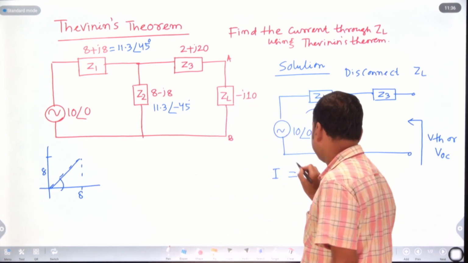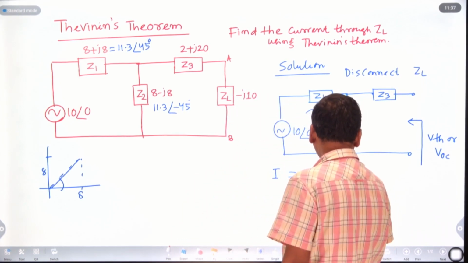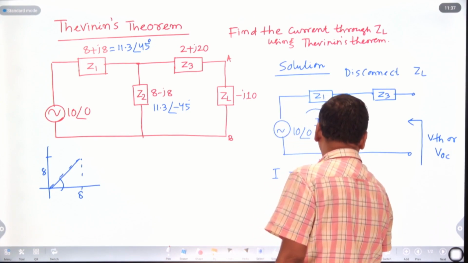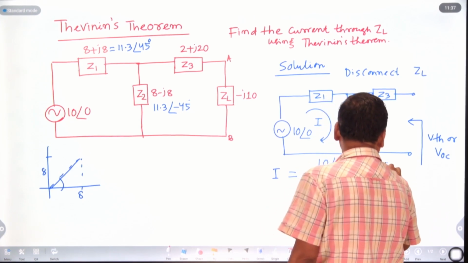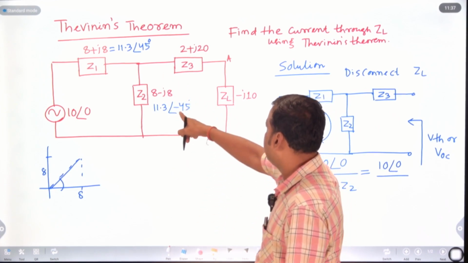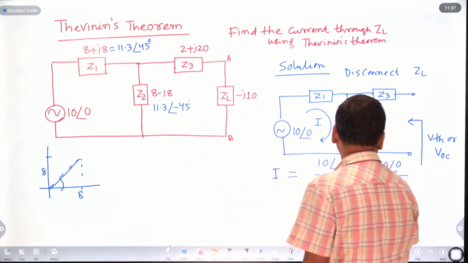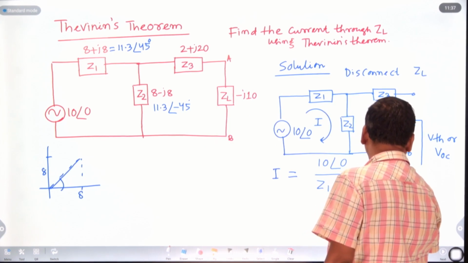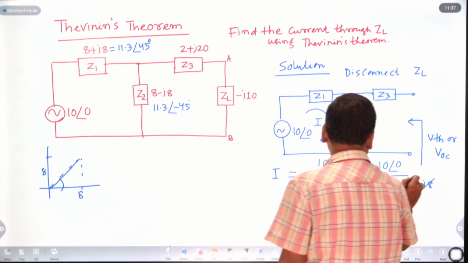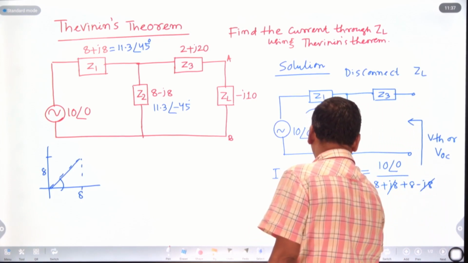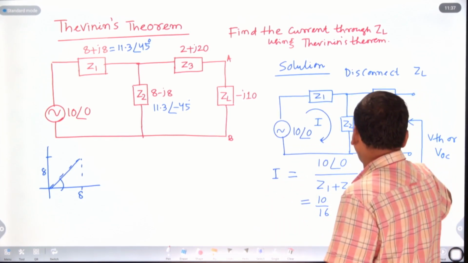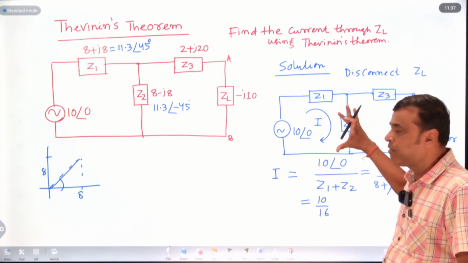It is a simple circuit. The voltage is 10 divided by Z1 plus Z2. Here it is 10 angle 0 divided by Z1 plus Z2. Here Z1 is 8 plus j8 and Z2 is 8 minus j8. If you add 8 plus j8 plus 8 minus j8, the j terms cancel out. So 8 plus 8 is 16, so that is 10 by 16. This is your I, and this voltage is VTH or VOC.